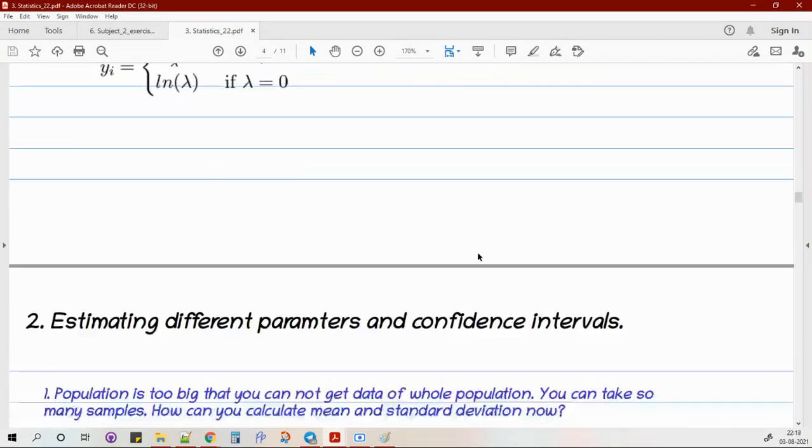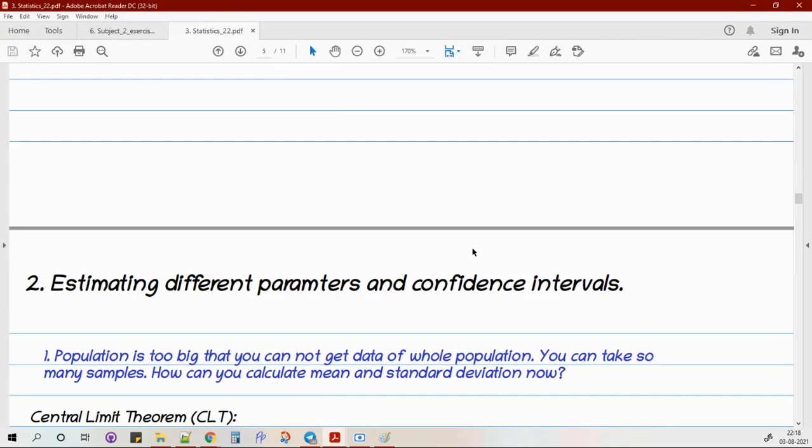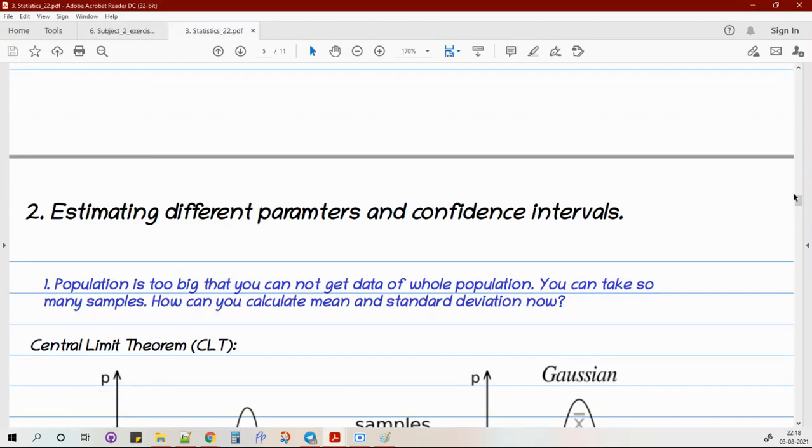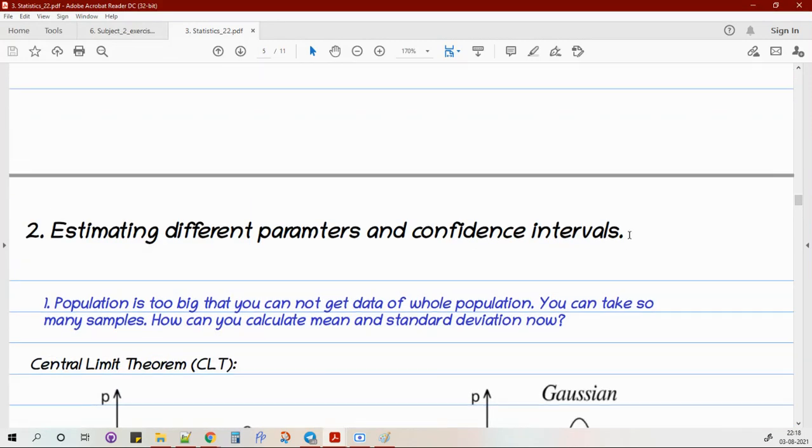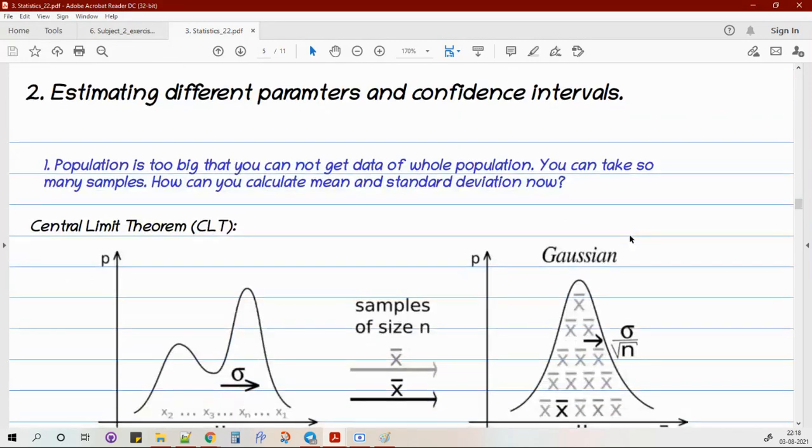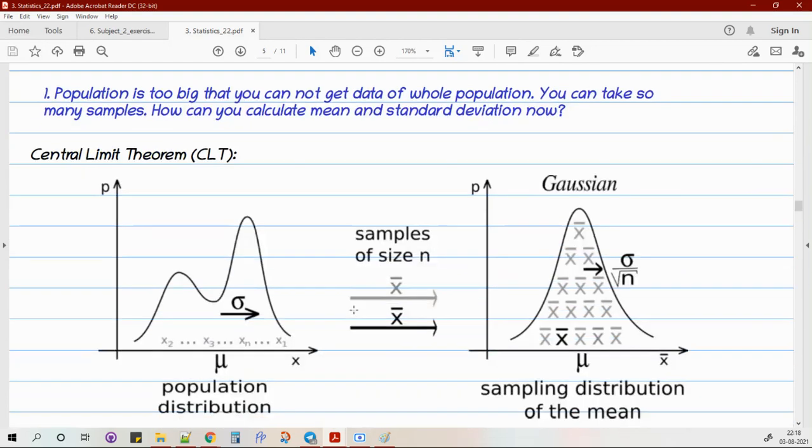Okay, I guess the first chapter is over. Let's jump on to the next one. Now it would be really interesting and easy at the same time. The chapter name is estimating different parameters and confidence intervals for your estimation, right? So the first and beautiful theorem for statistics is CLT, the central limit theorem.